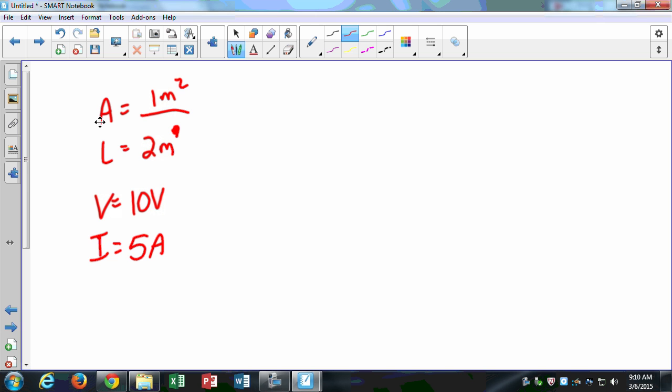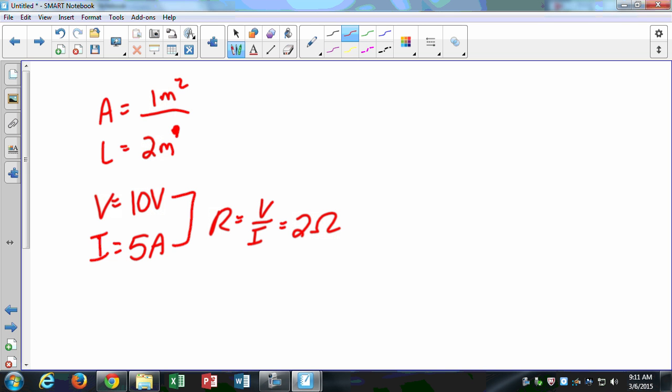We worked through something like this in class. You'll see one like this, by the way. And I just want to know, what is the material? I'll give you a little table with a bunch of different resistivities. The first thing you have to do is find the resistance. R is equal to V over I. That's 10 over 5. That's 2 ohms.